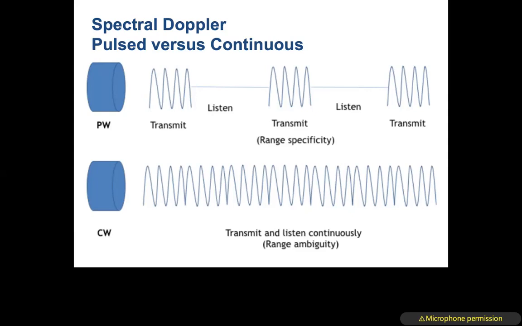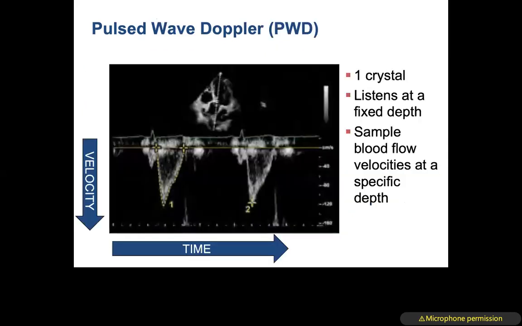What does that mean? So in continuous wave Doppler, we're constantly sending and constantly listening for the velocity of blood, but we're not really paying attention to where that velocity is. So we don't know where the velocity of blood is along my line, but I know the velocity. Whereas in pulse wave Doppler, I'm listening for the velocity of blood at a specific location. So let's look a little bit more.